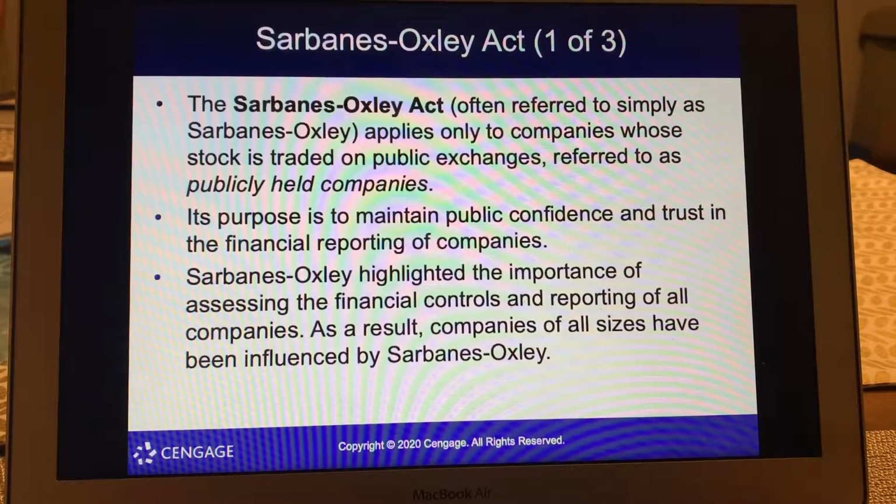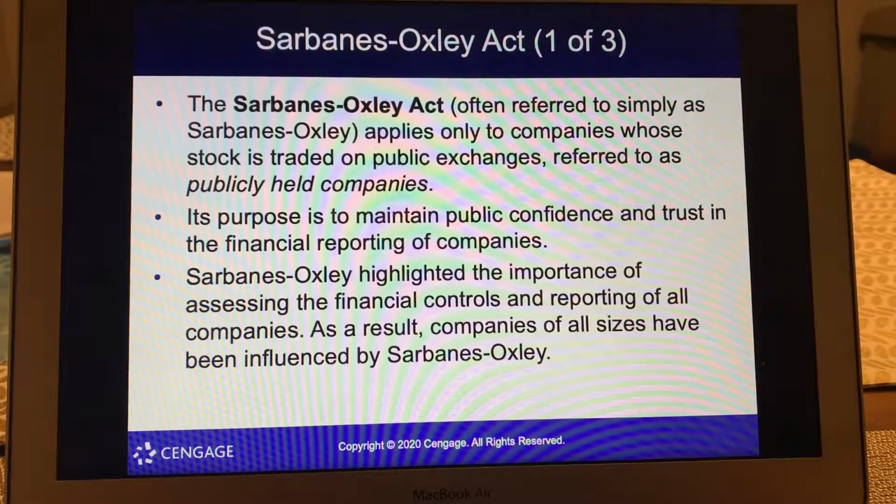So the Sarbanes-Oxley Act, often referred to simply as Sarbanes-Oxley, applies only to companies whose stock is traded on public exchanges, referred to as publicly held companies. Its purpose is to maintain public confidence and trust in the financial reporting of companies.